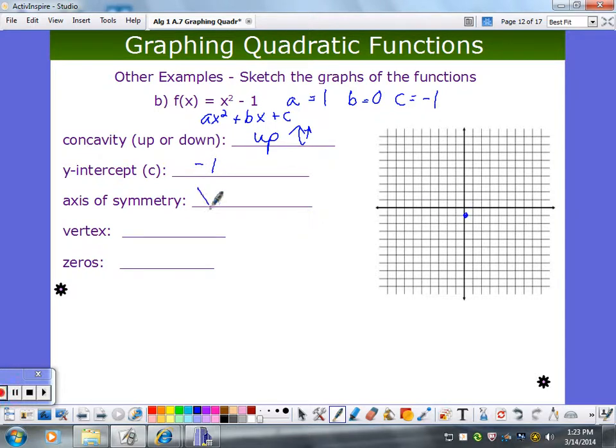Axis of symmetry. X equals negative b over 2a equals negative 0 over 2 times 1. Well, what's that? Zero. When are things undefined if you're dividing by 0? I can have a 0 in the numerator. That's 0. So, well, how do you graph x equals 0? You sure you do? It's just in the middle. It's the y-axis. Isn't that where x equals 0? That's right here. And then what's your vertex?